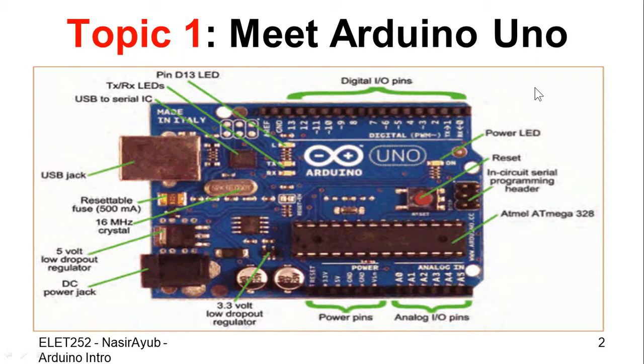So what do you have in this board? There are some digital I/O pins, and there are some analog pins, power pins. There's a reset button. Okay, there are some pins for interfacing with shields and bootloaders. Yes, there's a USB jack. There's a power jack.